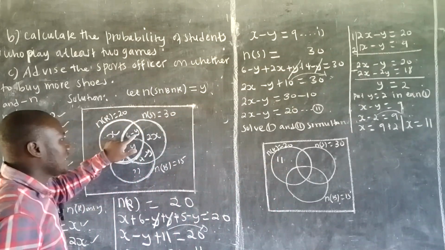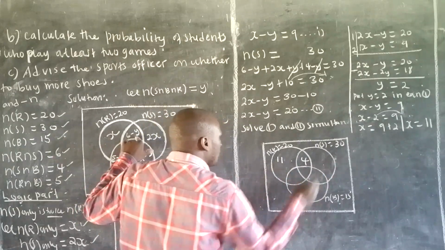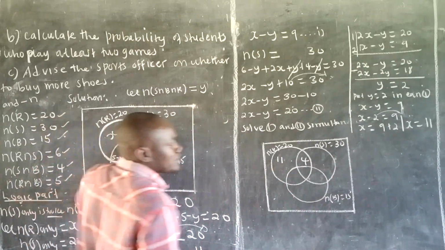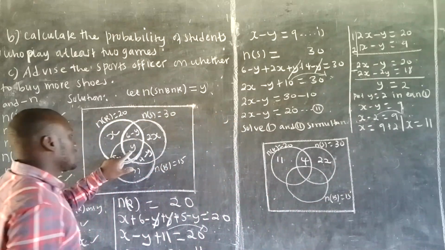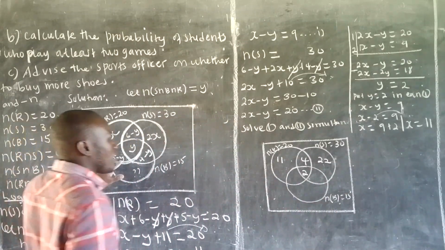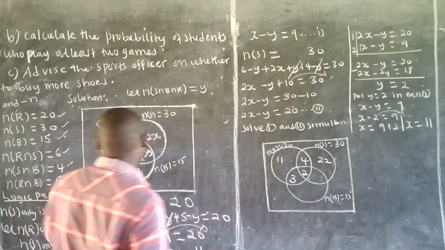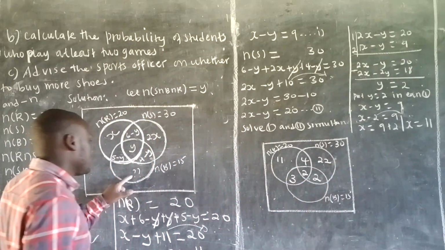Here it is 6 minus y, but y is 2. So 6 minus 2, that will be 4. All right, good. Here is 2x. 2x, that is 2 times 11, that will be 22. Okay, good. Y is 2, so I put 2 there. Okay, 5 minus y. 5 minus 2, it will be 3. Then 4 minus y, which is 2, it will be 2. Then we don't have anything here.